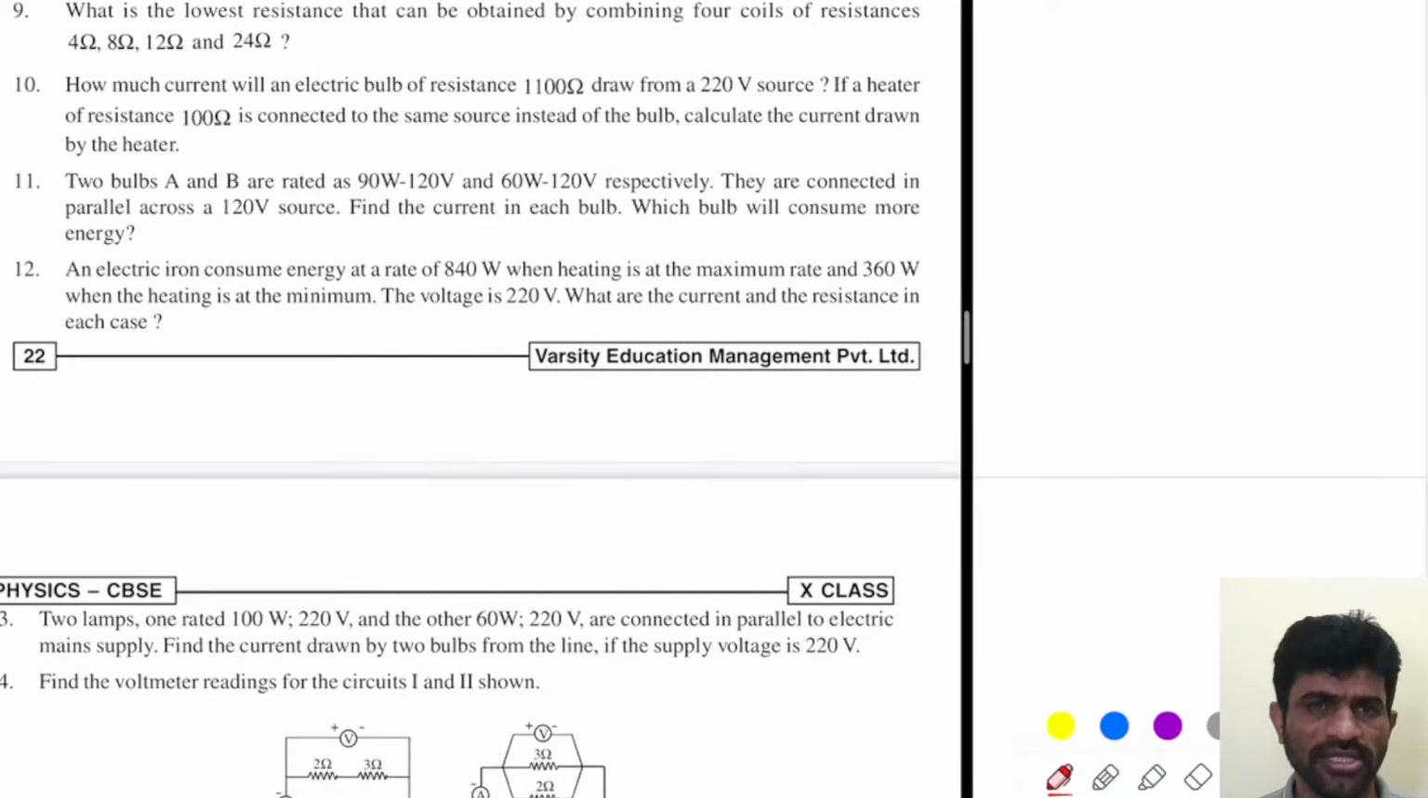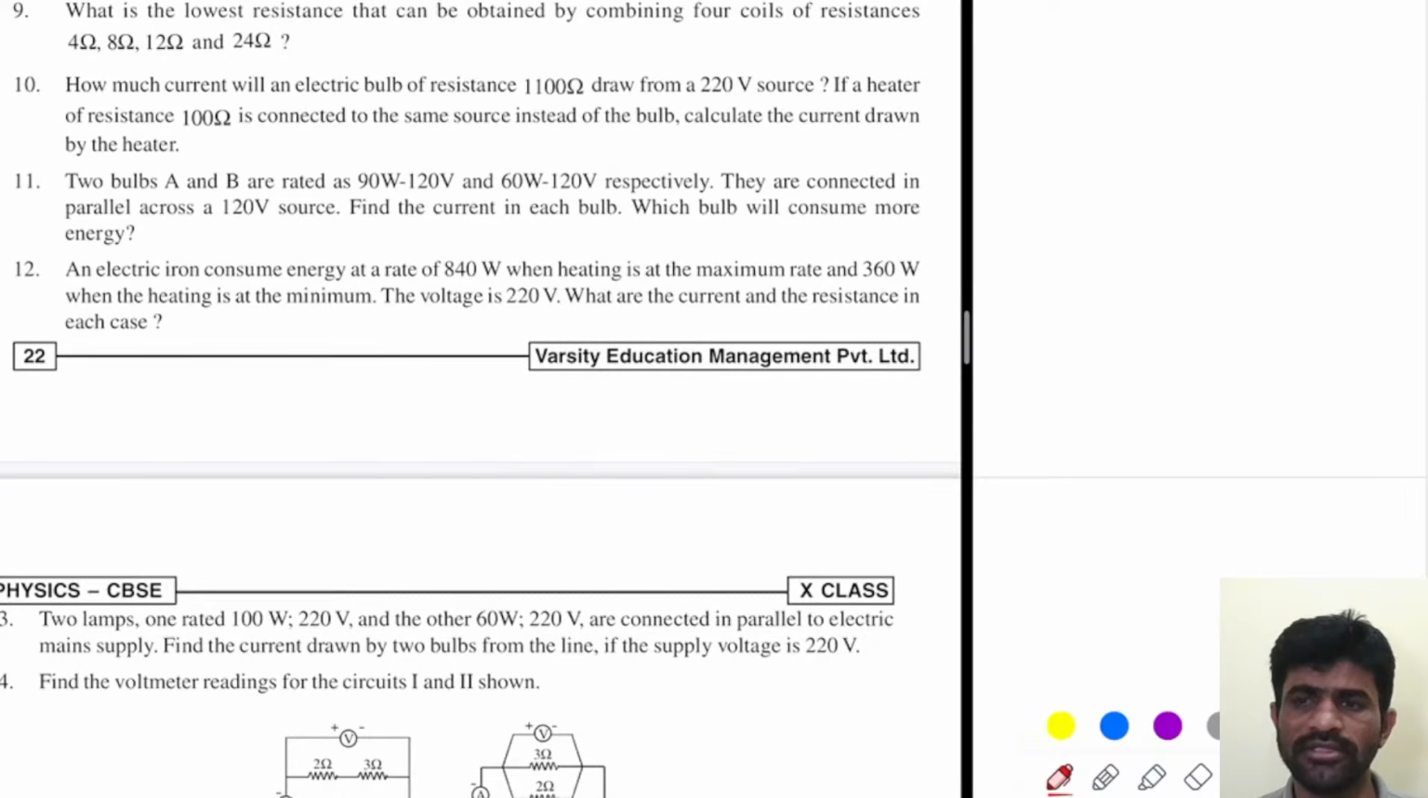How much current will an electric bulb of resistance 1100 ohms draw from a 220 volt source? If a heater of resistance 100 ohms is connected to the same source instead of the bulb, calculate the current drawn by the heater. So here we have to find out how much current is drawn in both the cases.